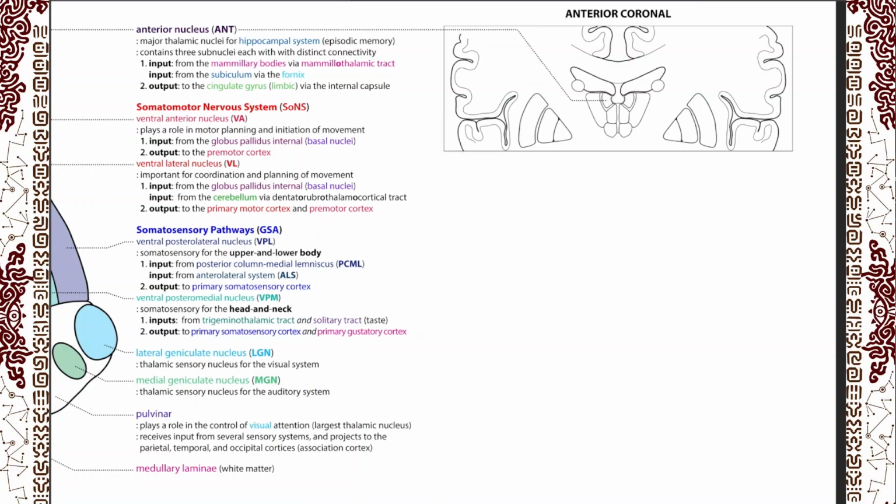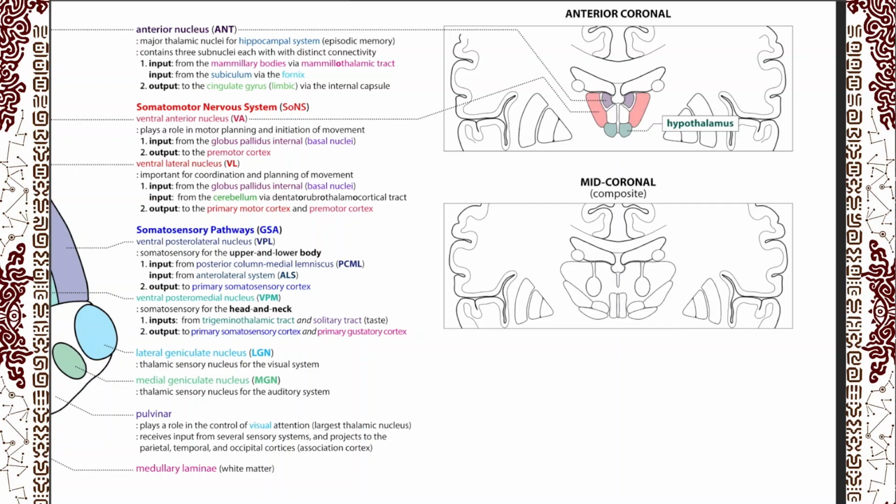We'll start anteriorly and note the anterior nucleus of the thalamus, important for episodic memory formation. I also want to note here the hypothalamus and recall this is our neural endocrine system and exerts control over the autonomic nervous system, the sympathetic nervous system, and the parasympathetic nervous system. Lastly, let's color in the ventral anterior nucleus, which we said is important for volitional movement.